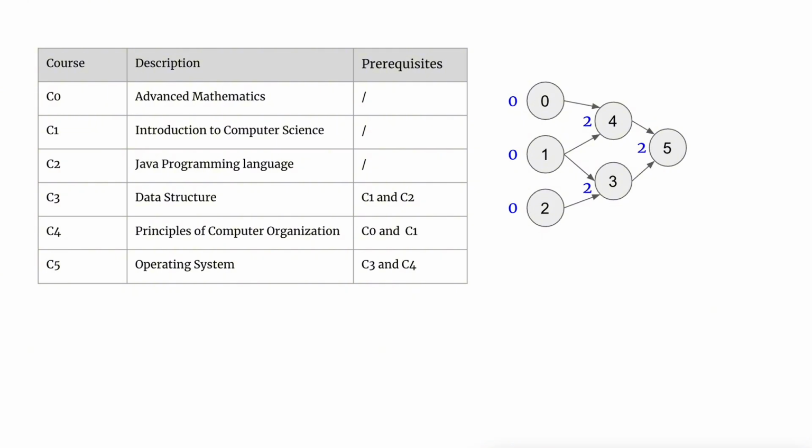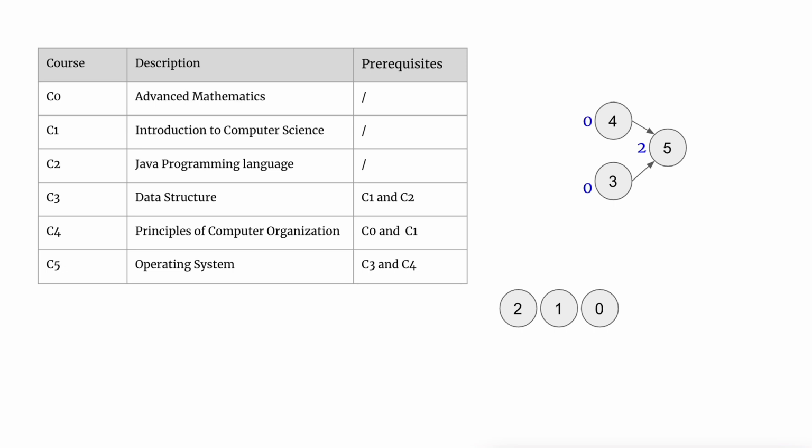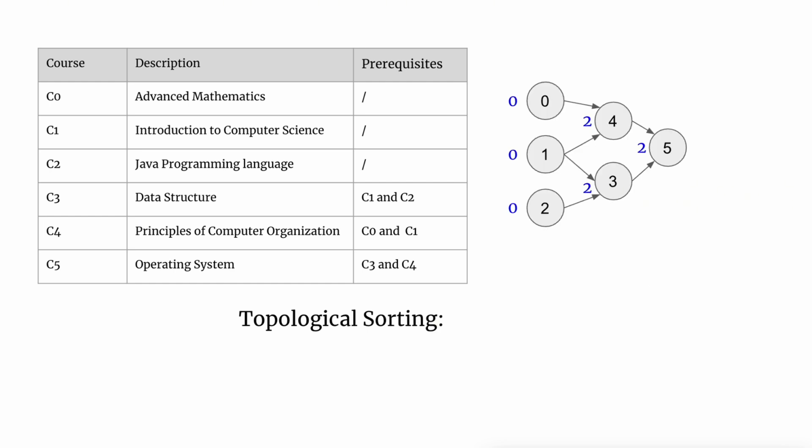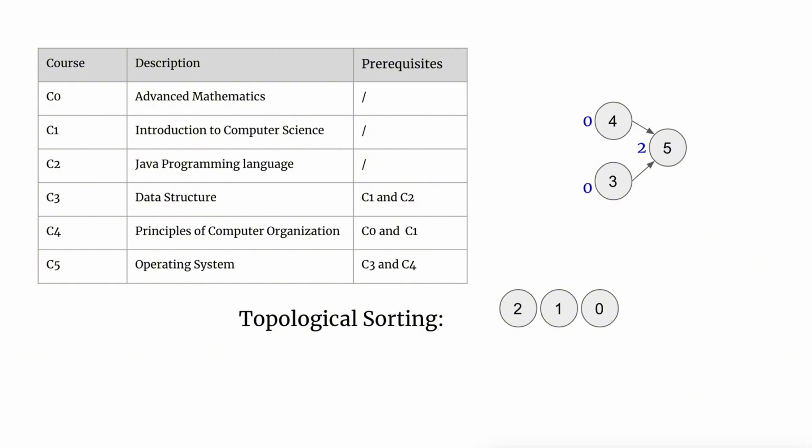We remove a vertex with an indegree of 0 from the graph every time and add it to our topological sequence. Repeat this step until no vertices remain. At this point, all the vertices in the graph are removed. By this process, we can get a possible topological sequence. And this sorting process is what we call topological sorting.